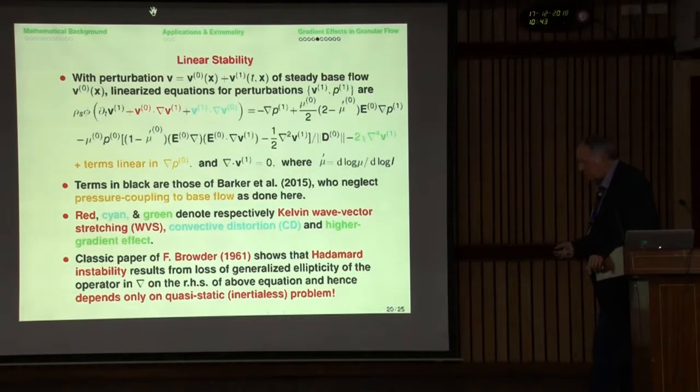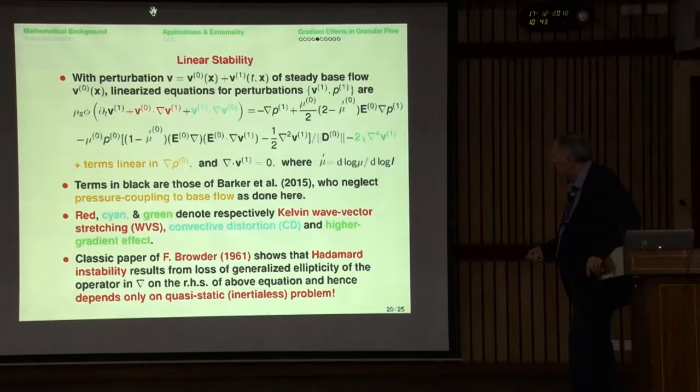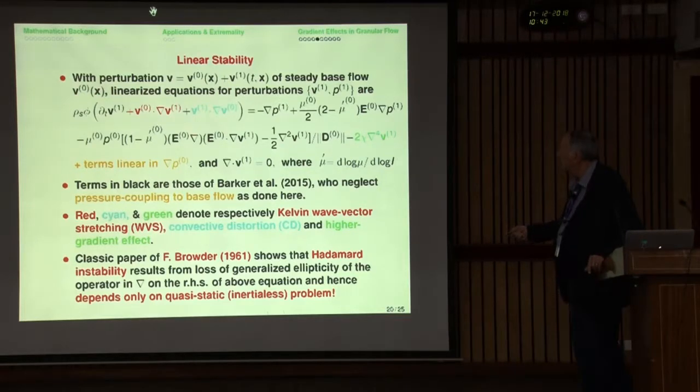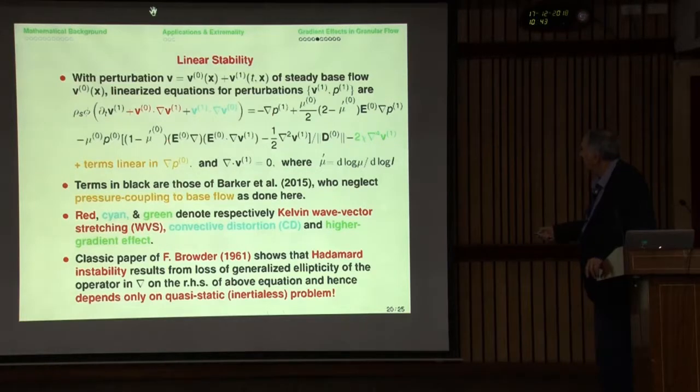In the course of this work, I came across this classic paper by Felix Browder, which shows that Hadamard instability is all decided by what's on the right-hand side of this equation. In other words, we don't really have to look at inertia. We can decide on the basis of the operator appearing on this side of the equation as to Hadamard stability. It's simply, if this operator loses general ellipticity, then you have this instability. If your goal is just to ask about Hadamard instability, you don't need to solve any problem. You just need to look at this linearized right-hand side of this equation.